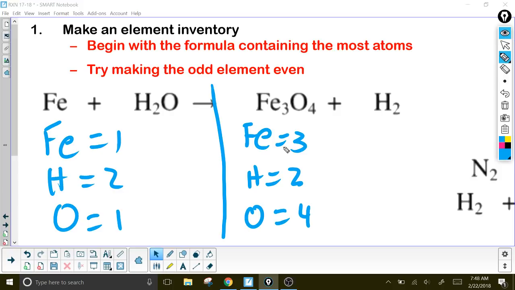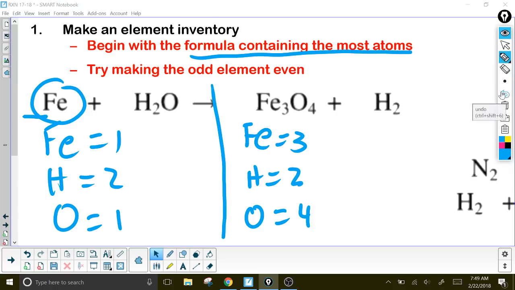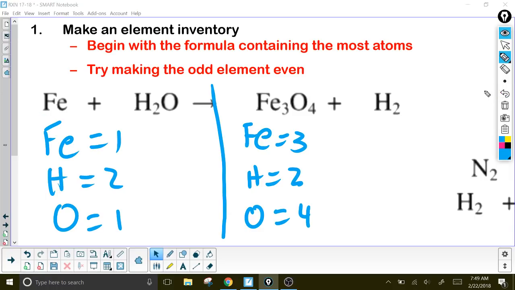So where do I start? I could put a 3 here in front of the Fe, but Fe is by itself. It's not the formula containing the most atoms. I can put whatever I want in front of Fe and make it any number because there's nothing else attached to it. So that's actually where we want to go last. What we want to do first is change the most complicated one that needs to be changed. And that ends up being this one.